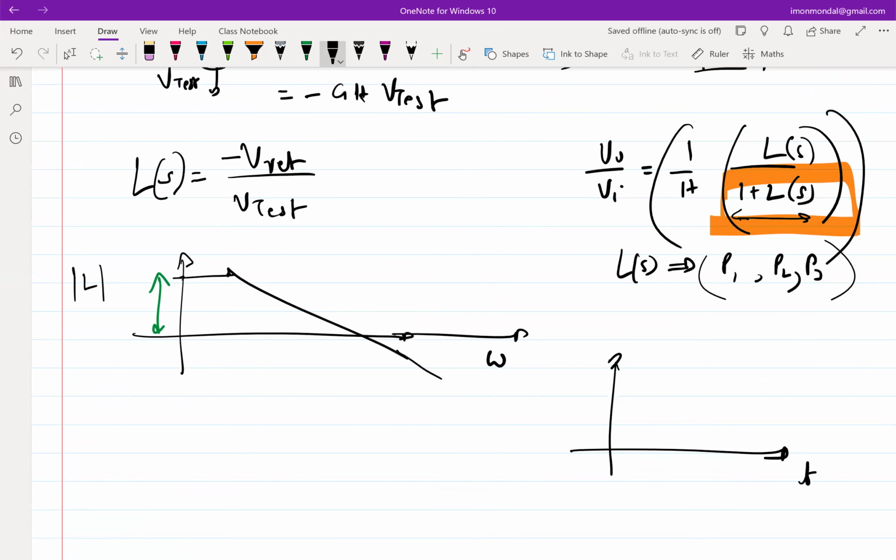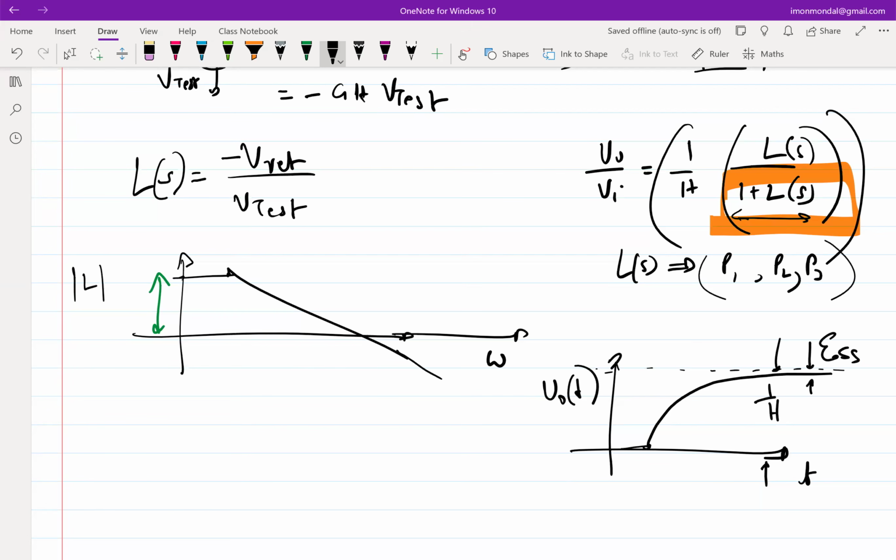This is time, and this is step response, right? This is V0 of t, not f. So this output will go something like this. And let's say this is supposed to be 1 over h, but you will have an error. The steady state error will be a function of DC loop gain. Higher the DC loop gain, smaller the error. Infinite DC loop gain means zero error.